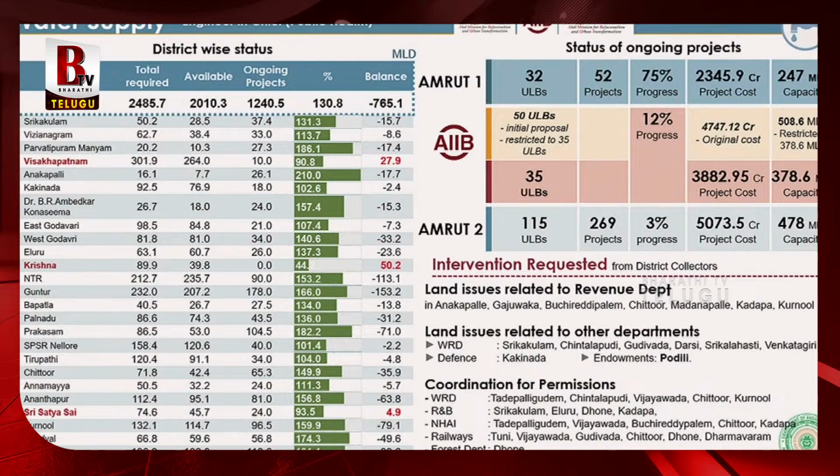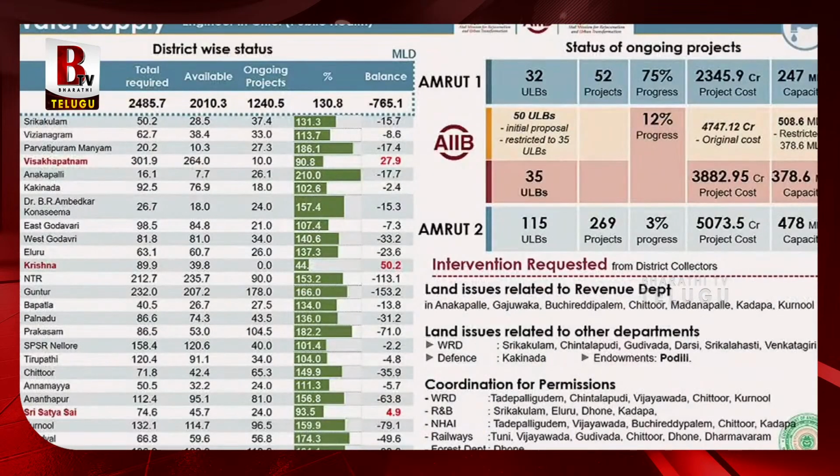We are now dealing with Amrut and AAB, Amrut 2. With this, I think we'll be able to take care of the water supply, sir. But the interventions sought from the collectors in grounding these Amrut 2 and AAB projects are for land-related issues pertaining to the revenue and other departments, especially in Anakapalli, Gajuvaka, Buchireddipalem, Chittur, Madanapalli, Kadapa, Kurnool. When it comes to irrigation: Srikakulam, Chintalapudi, Gudivada, Darsi, Srikalahasti, Venkatagiri. And for Defense: Kakinada. Endowments: Podili. These are the places where there are land-related issues.